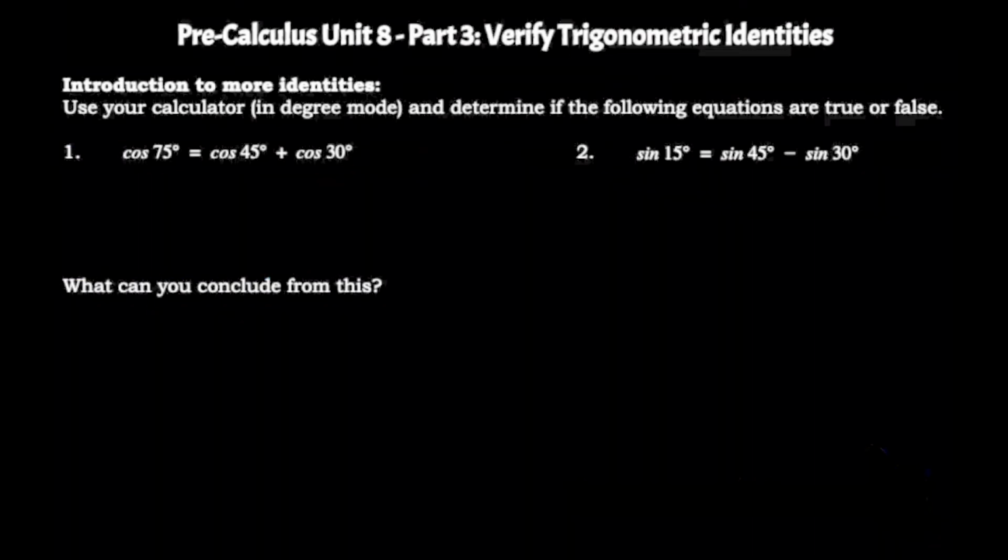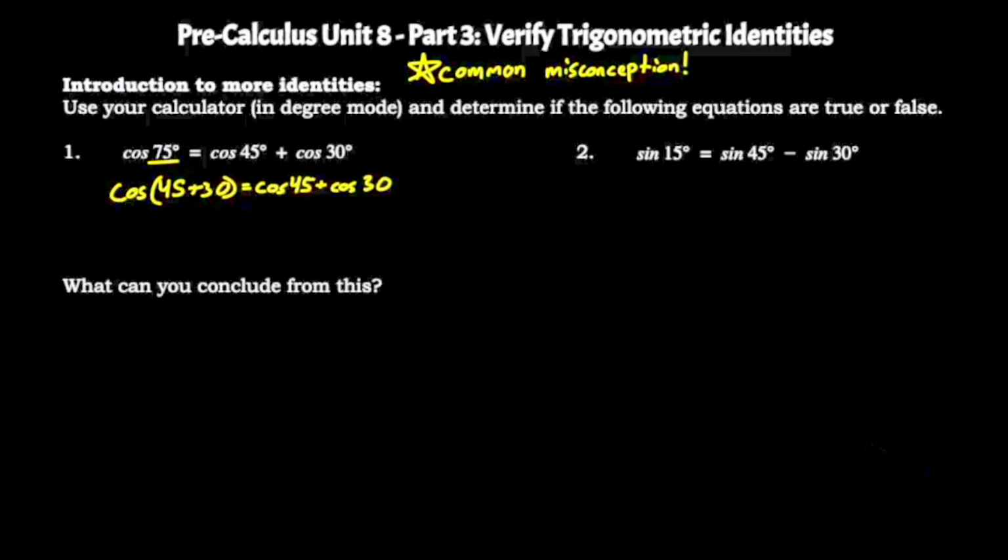These first few problems are trying to point out a very common misconception that people have about adding trig values and adding angles. Number 1 shows us this equation: cosine of 75 degrees equals cosine of 45 plus cosine of 30 degrees. Let's take this 75 and break it up into 45 plus 30. So then the equation would look like this. And this is basically asking, does the distributive property work for trig functions? Can you take 45 plus 30 degrees and just distribute this cosine in and get cosine of 45 plus cosine of 30?